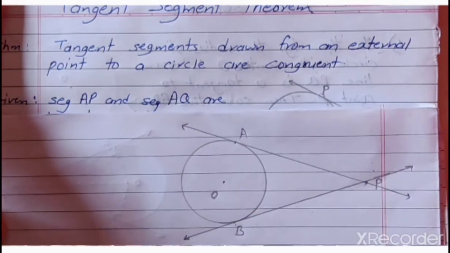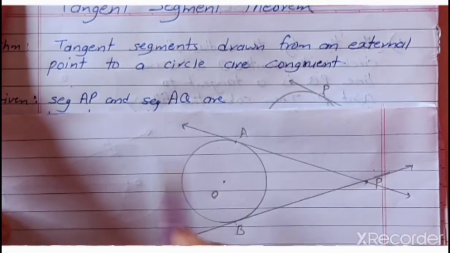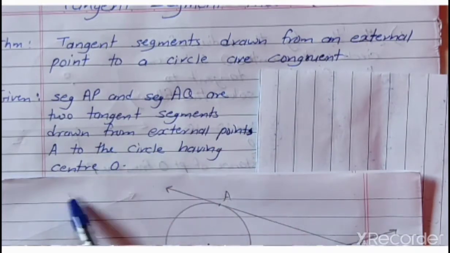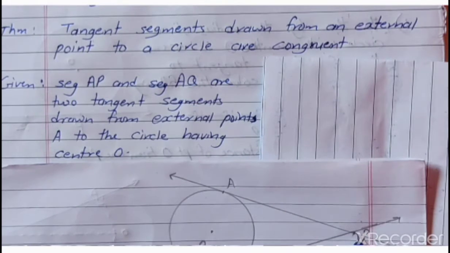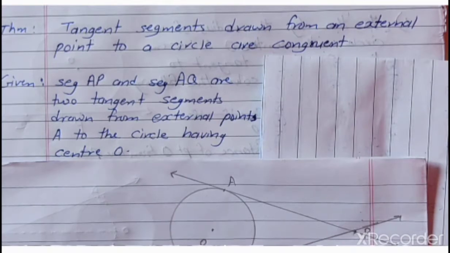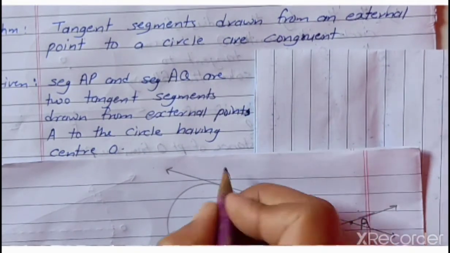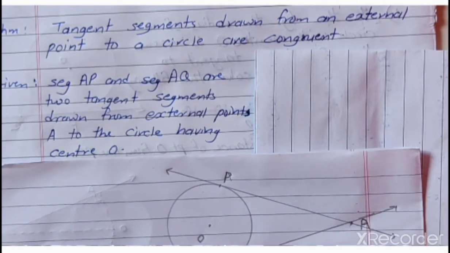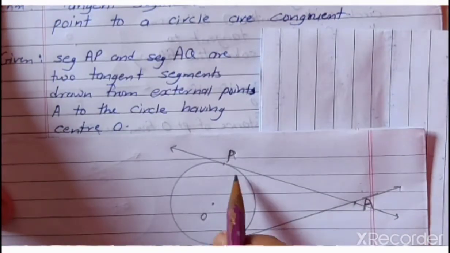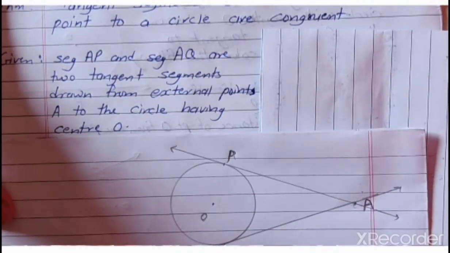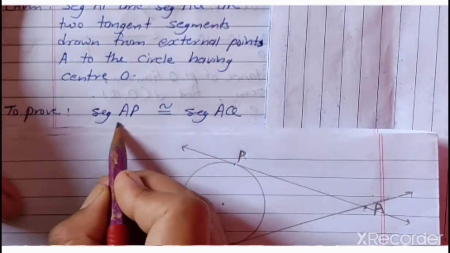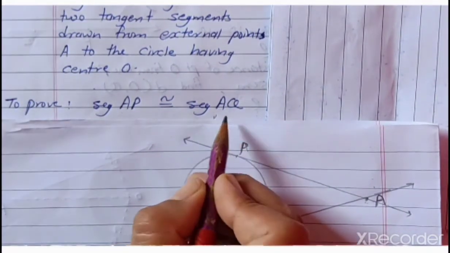So segments AP and AQ are two tangent segments drawn from an external point A to the circle having center O. Here I am just exchanging these points. Suppose this is point A, this is point P and point Q. So let us write down the given: these segments AP and AQ. These two segments we have to show congruent. So this is the statement to prove.